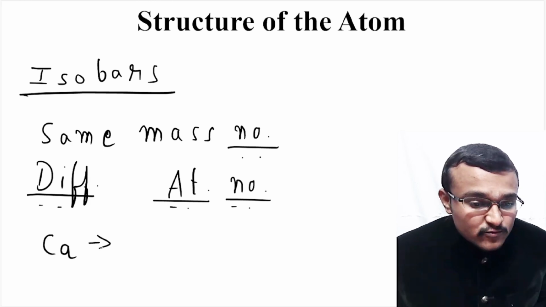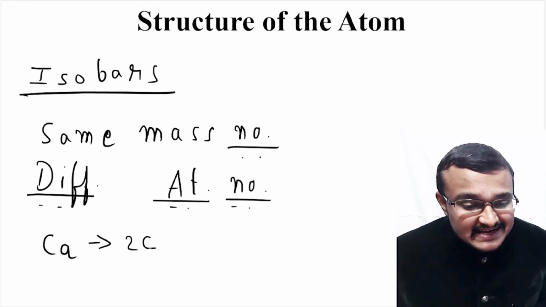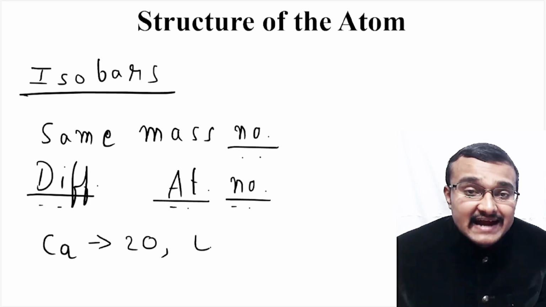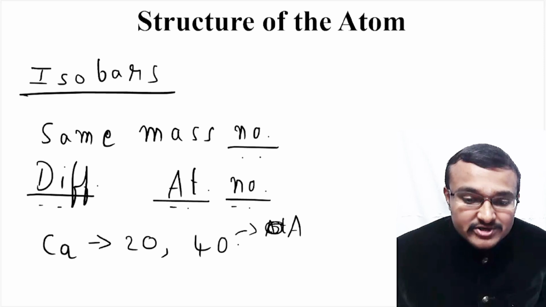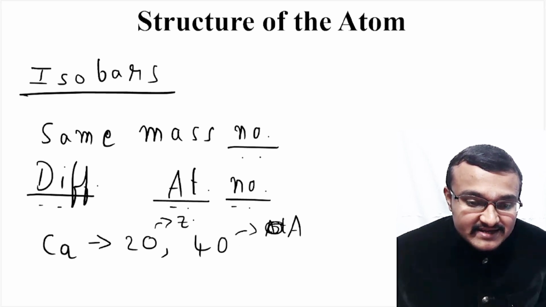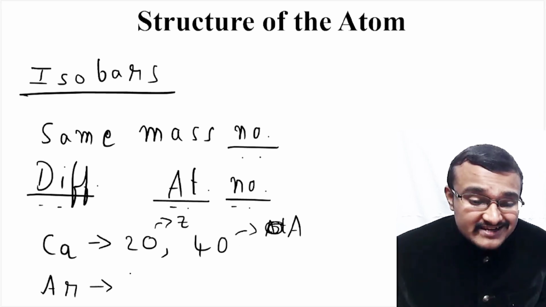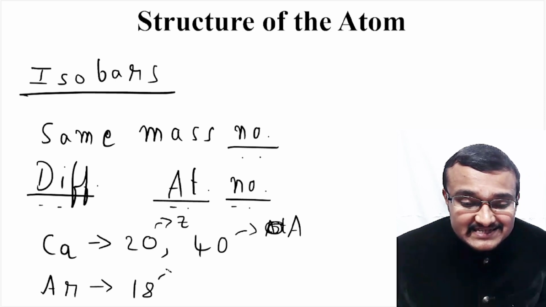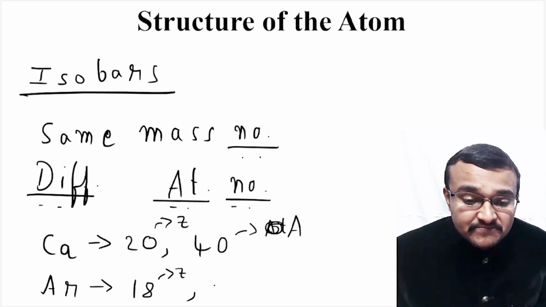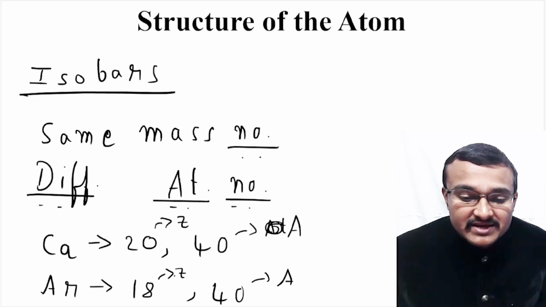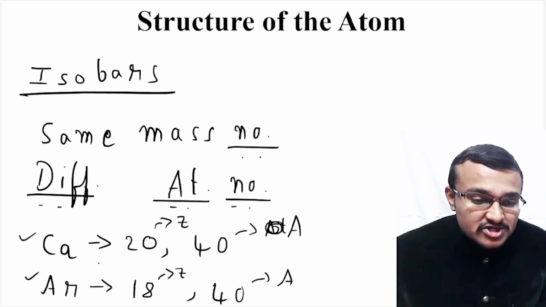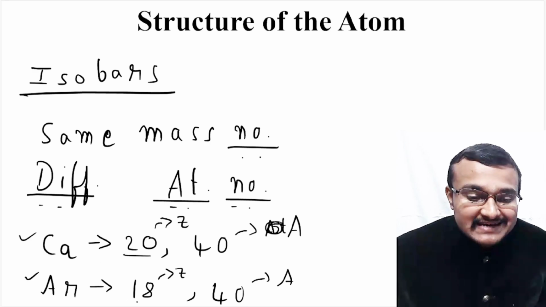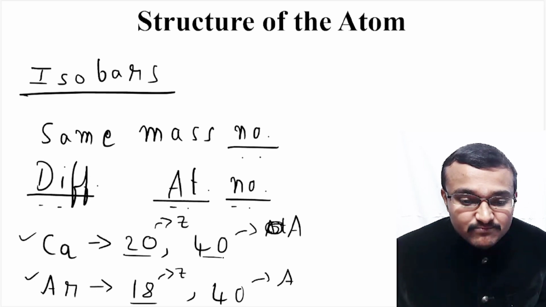Consider calcium, one of the isotopes of calcium, which has 20 as its atomic number and 40 as its atomic mass number. This is the atomic mass number, denoted as A, and this is 20, that is Z, the atomic number of calcium. Now consider argon, which has 18 as its atomic number and 40 as its mass number. Argon 40 and calcium 40 are an example of isobars, because calcium has atomic number 20 and argon has atomic number 18, but both have the same mass number.